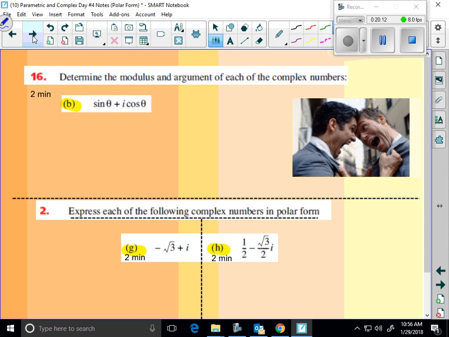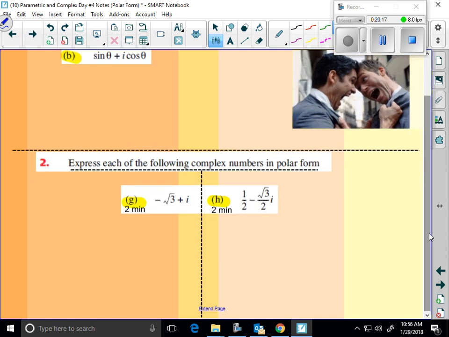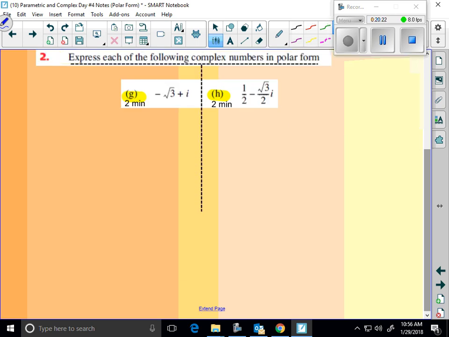Let's try another one. Express the following in polar form. Oh, unit circle. Hello. Unit circle. Let's do H. Just for Heidi.